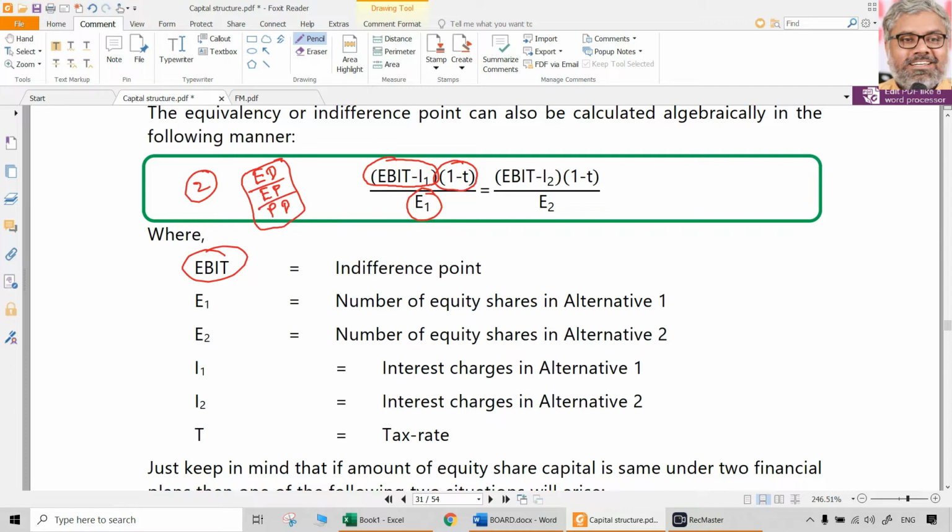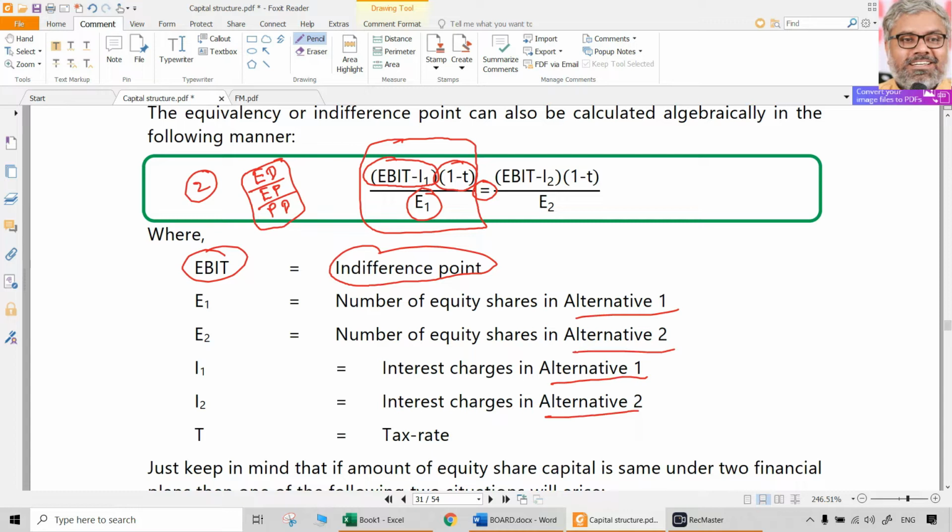So if alternative 1 is used, how much is going to be the EPS? But since we don't know the EBIT, that is what we want to find out, we apply this formula: EBIT into EBIT minus interest amount in alternative 1, multiplied with 1 minus tax rate, divided by E1. E1 is the number of equity shares in alternative 1. Then that should be equated to EBIT minus I2, where I2 is the interest charges in alternative 2, multiplied with 1 minus tax rate, divided by E2. E2 means the number of equity shares in alternative 2.